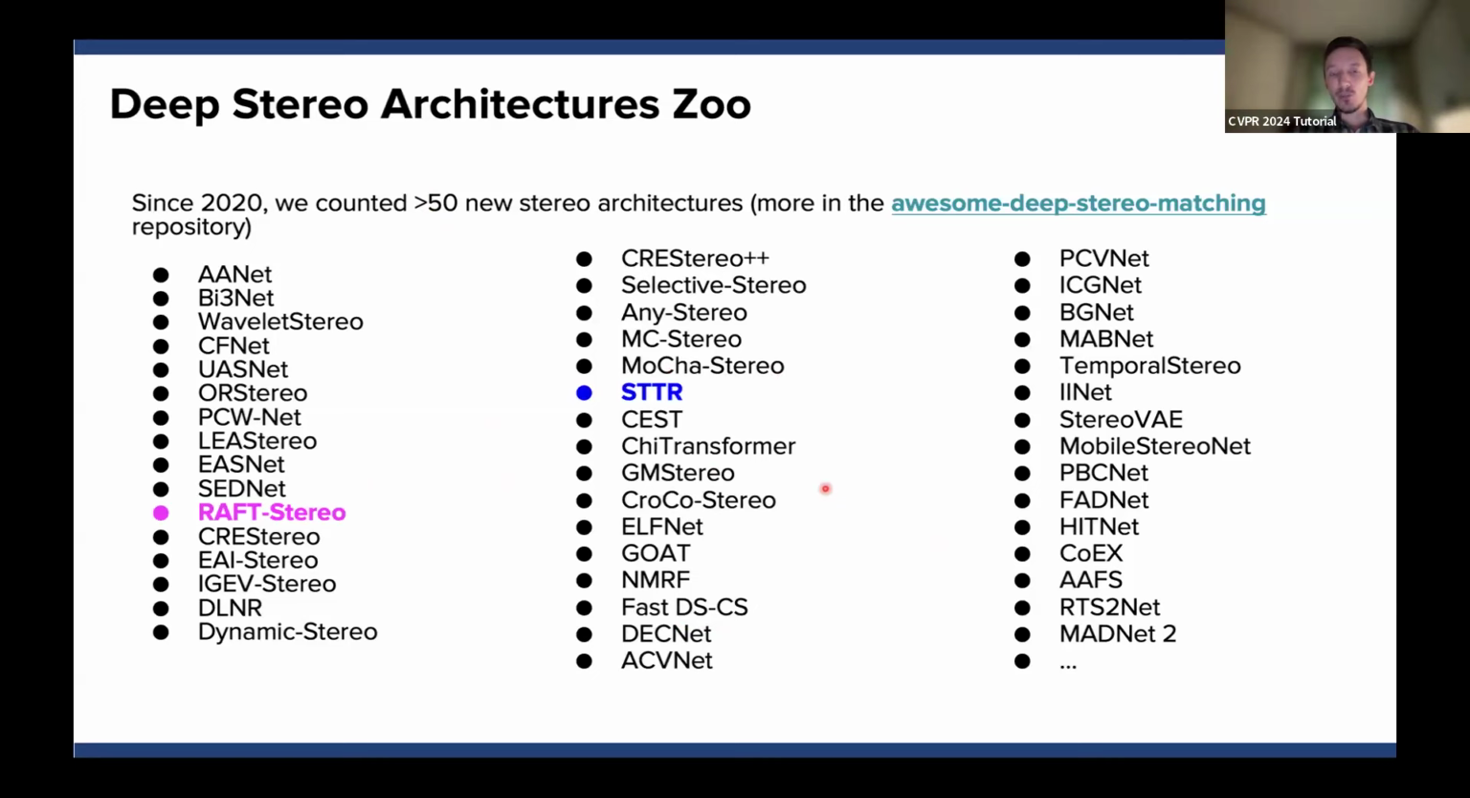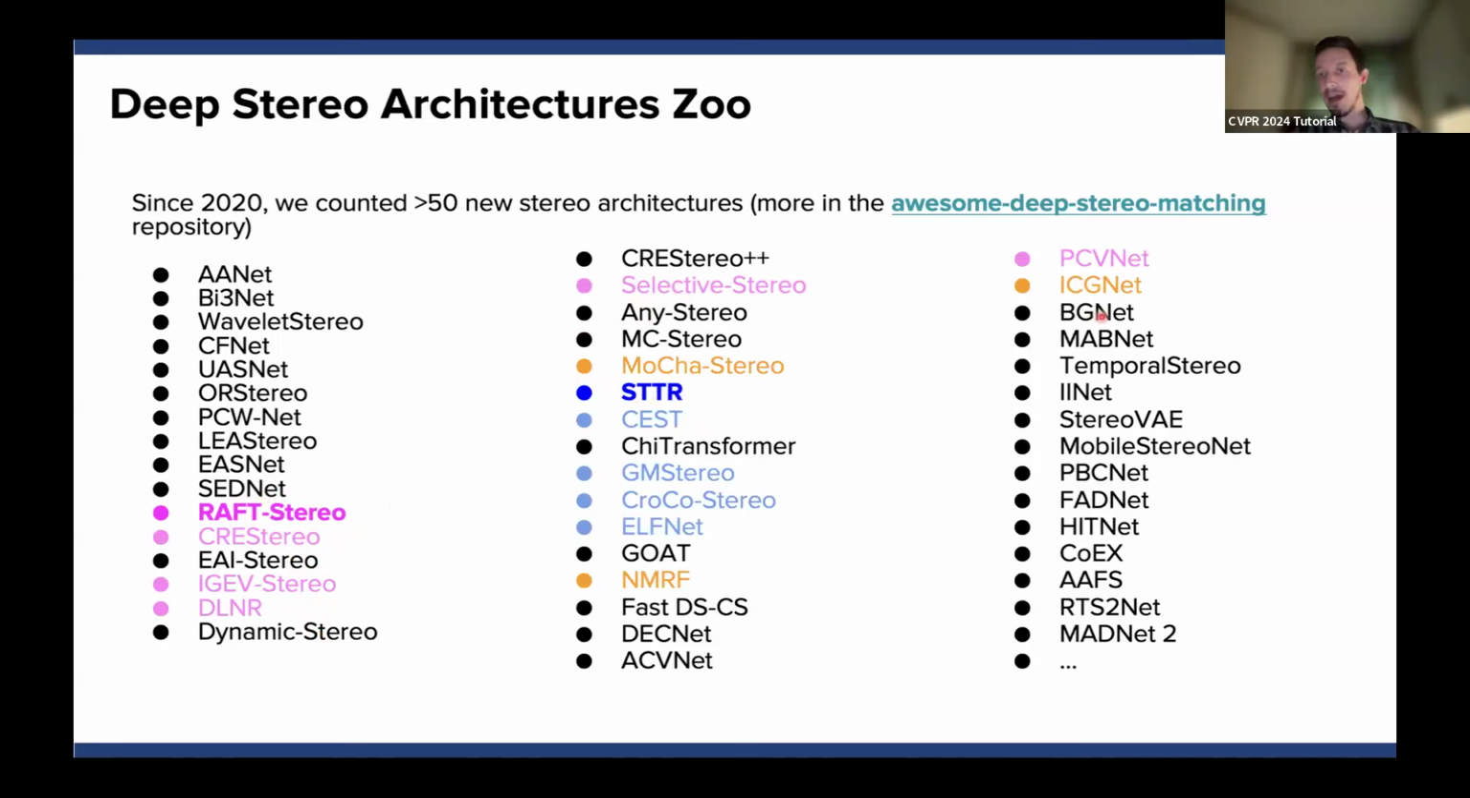So what we will try to do is to focus on a few architectures that, in our opinion, represented a paradigm shift in terms of architectural design. And we could identify two main architectures, which are RAFT-Stereo and the Stereo Transformer. And starting from them, we will then talk about some of the more recent architectures that took inspiration from either RAFT-Stereo or the Stereo Transformer, and we will discuss them.